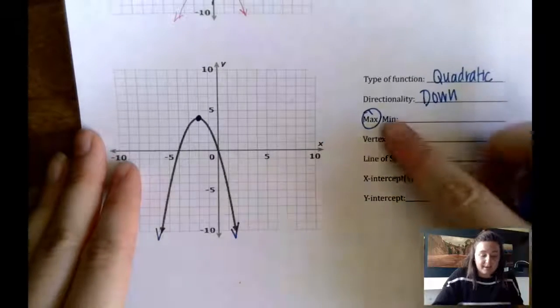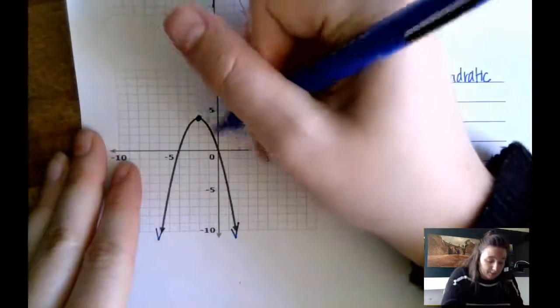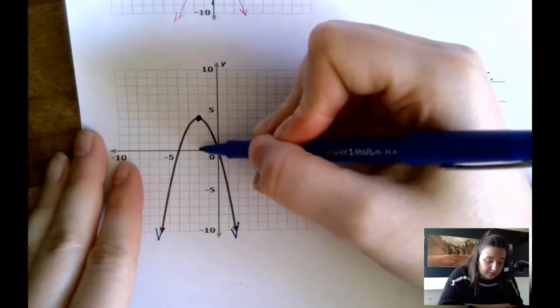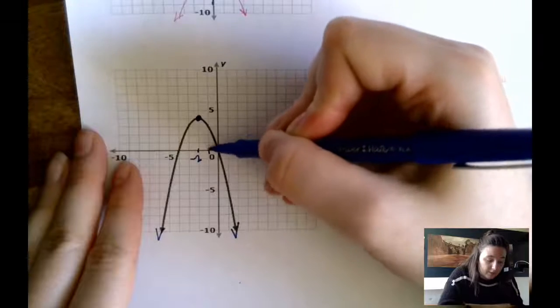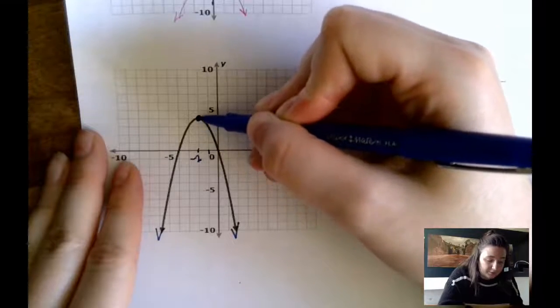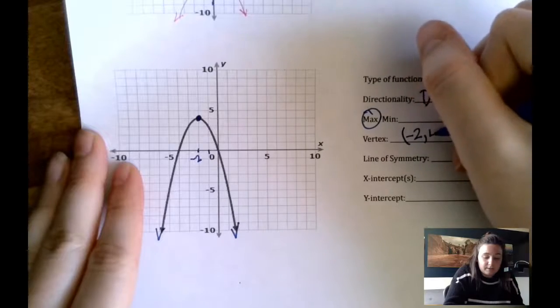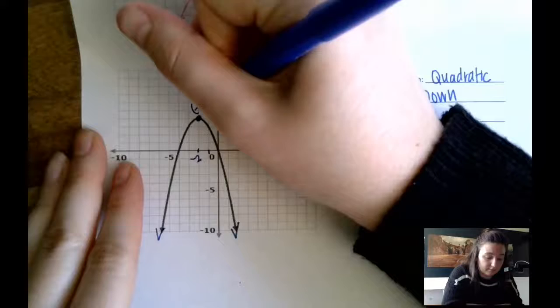That max is our vertex, and so we need to name that point. So our x value, we go x value first, is -1, -2. And then our y value going up is 1, 2, 3, 4. So our vertex is -2, 4. And that's this point right here.